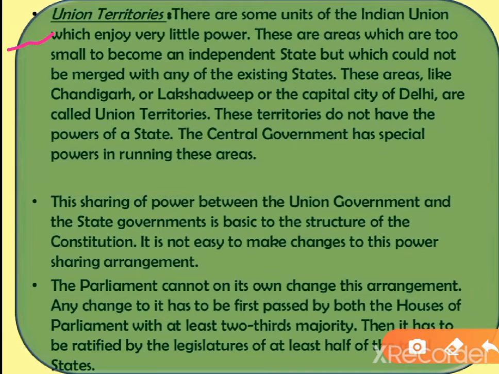The total is 8. The new one included as a union territory is Jammu and Kashmir, and the earlier Daman and Diu and Dadra and Nagar Haveli have merged together. These territories do not have the powers of a state. The central government, or union government, has special powers in running these areas.